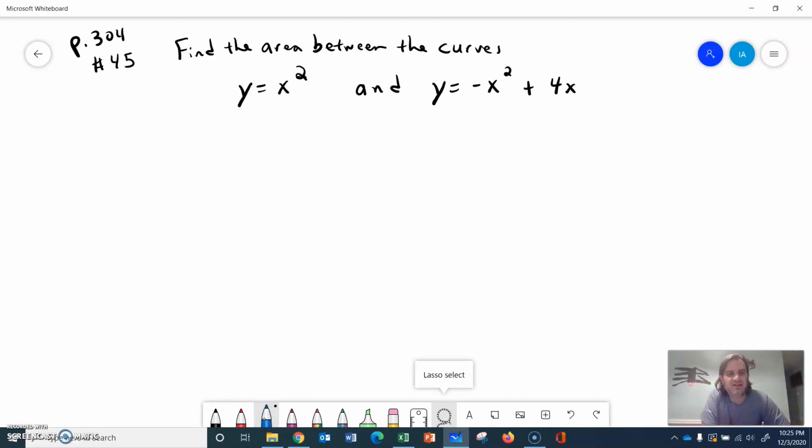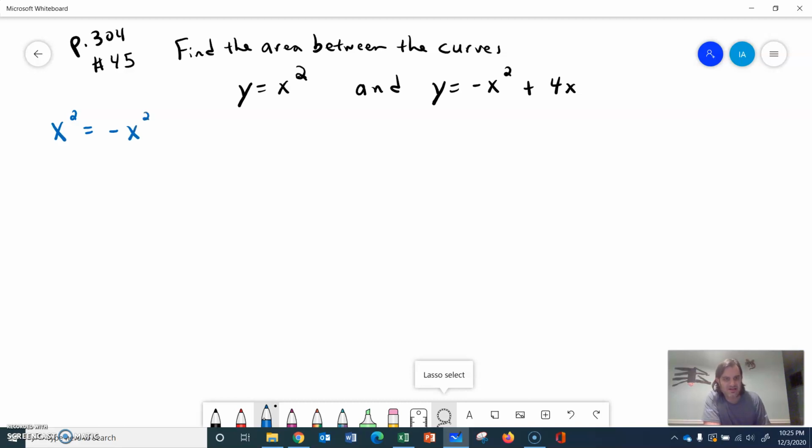Hey, now we're trying to find the area between two curves, and the curves we have are y equals x squared and y equals negative x squared plus 4x. So we could graph them possibly to determine that and figure out where they intersect. We could make a table to try and figure it out. But we'll be effective in just setting the two equations equal to each other to see where they intersect.